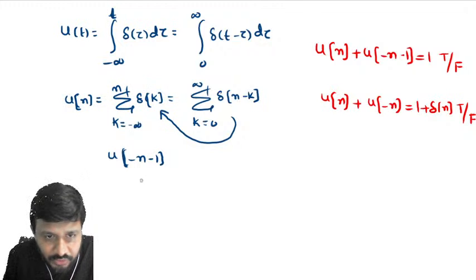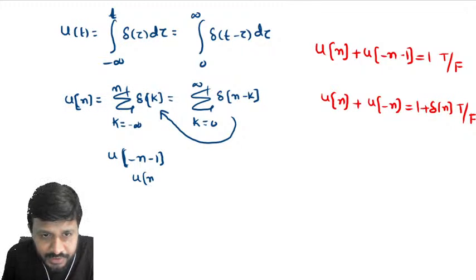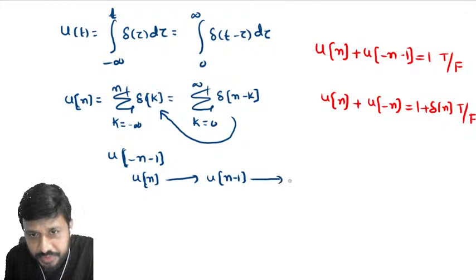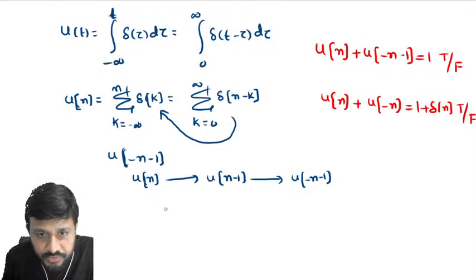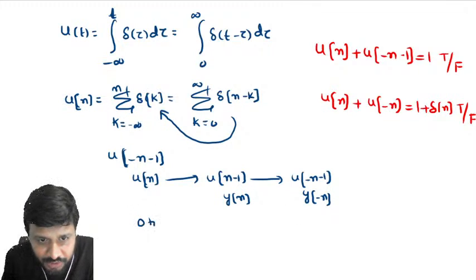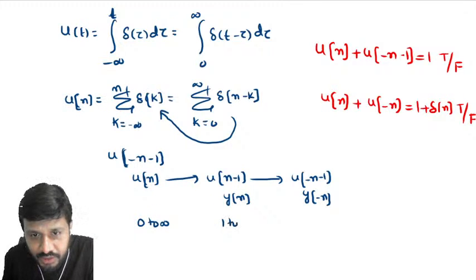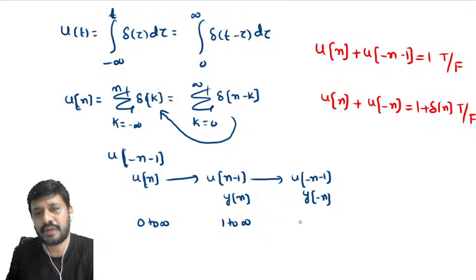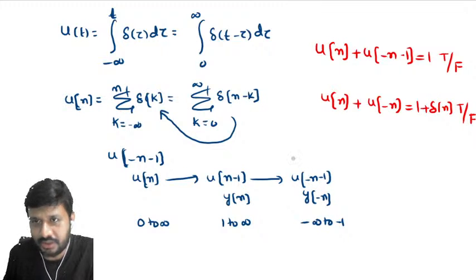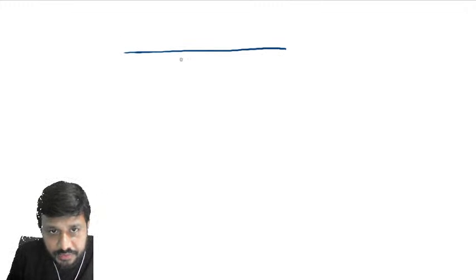So u of minus n minus 1, how are you going to get this one? This is a transformation involving shifting as well as scaling. So let's go for first shift, then scale. u of n goes to u of n minus 1. Let this be some y of n, calculate y of minus n. u of n exists from what value to what value? 0 to infinity. u of n minus 1 means 1 to infinity. y of n exists from 1 to infinity. y of minus n exists from minus infinity to minus 1, but with a value of 1, because it is a unit step signal. So let's add. So u of n.